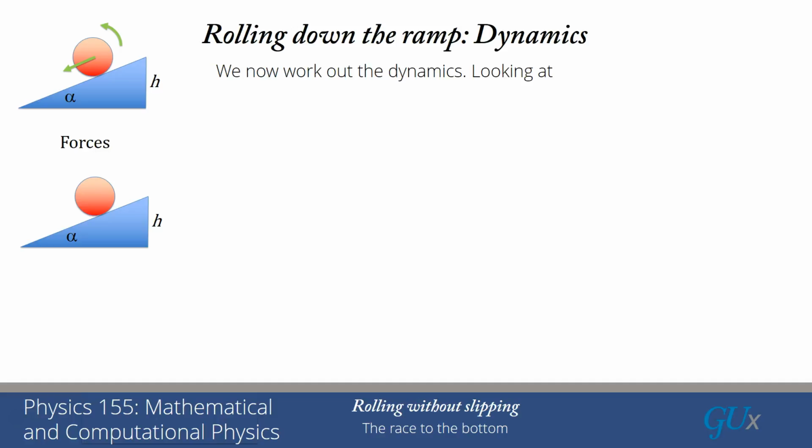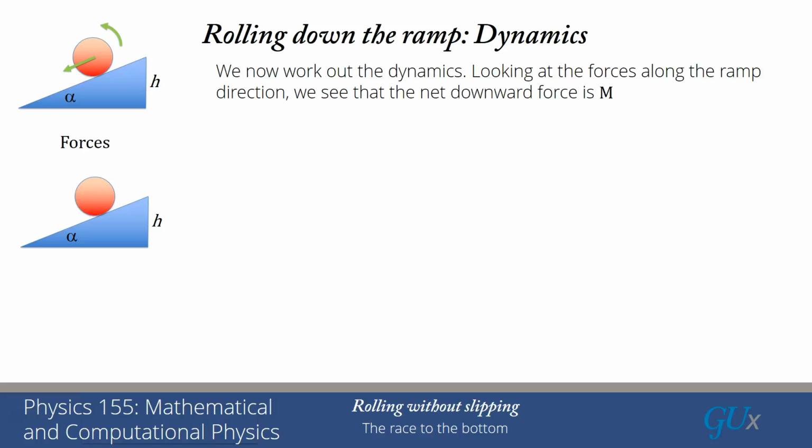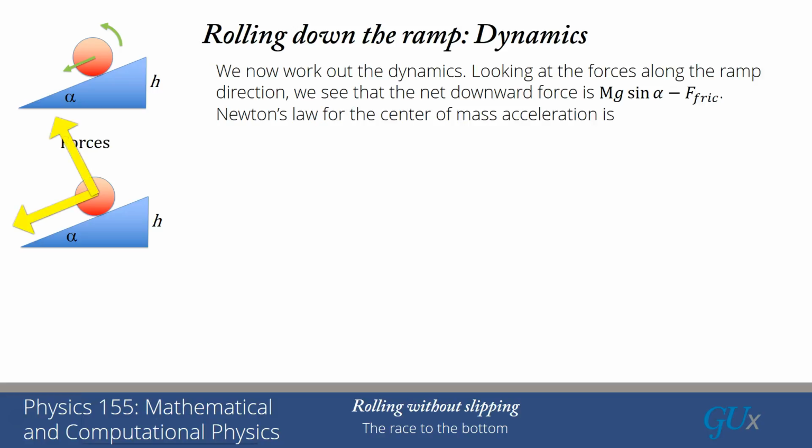So in order to do this, we have to look at the forces, and in particular, we have to separate the forces into the forces along the ramp direction and the forces perpendicular to the ramp direction. Of course, the forces perpendicular to the ramp direction must cancel because there's no motion perpendicular to the ramp. And then the forces along the ramp direction are going to tell us exactly what's going on with the motion, and it's effectively reducing this problem into a one-dimensional problem.